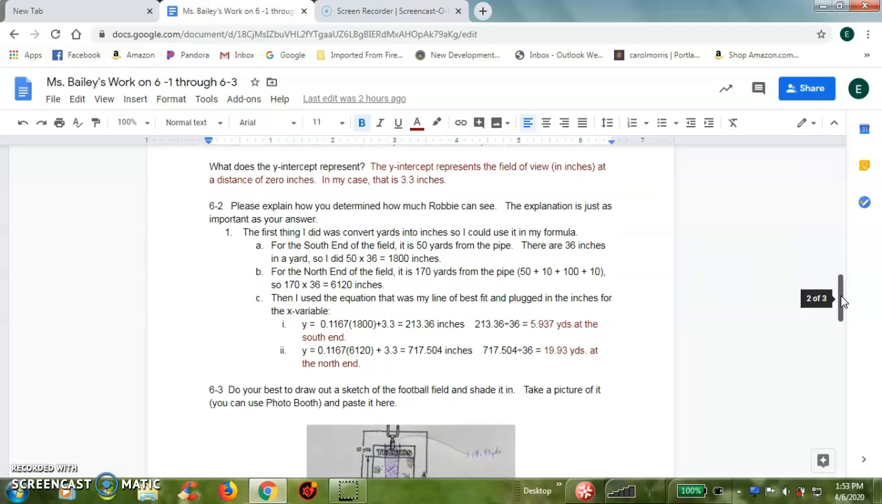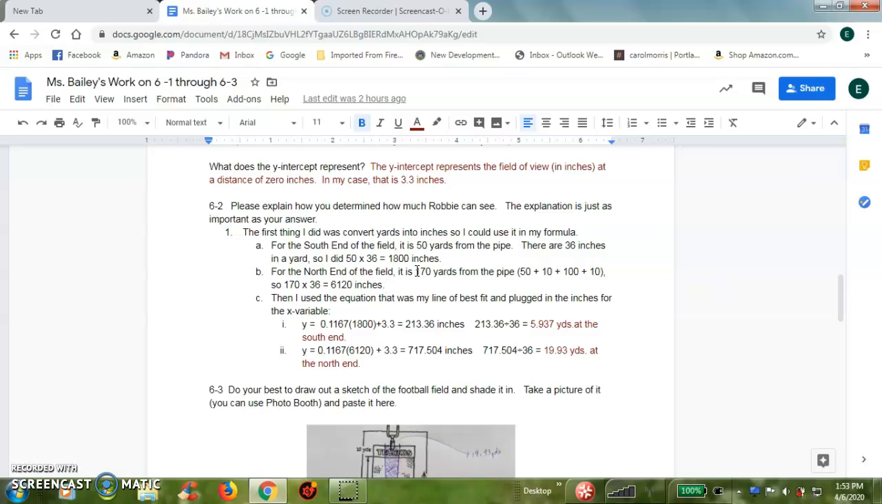it took me a while to do some of the conversions and that type of thing. So I wanted to share this with you because no matter what your equation is, these conversions will be the same. For the south end of the field, it's 50 yards from the pipe, but my equation is in inches, so I had to convert it to inches. Since there are 36 inches in a yard, I just did 50 times 36. That gave me 1,800 inches.